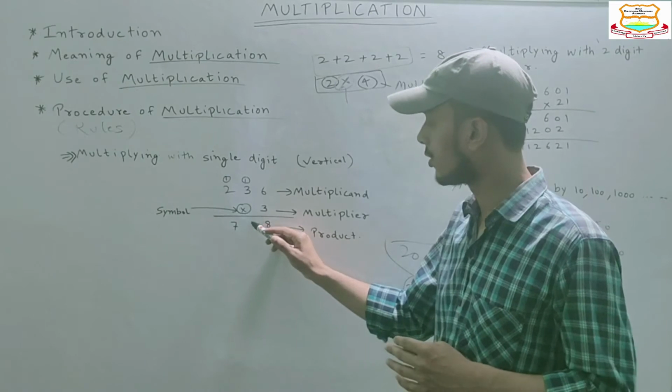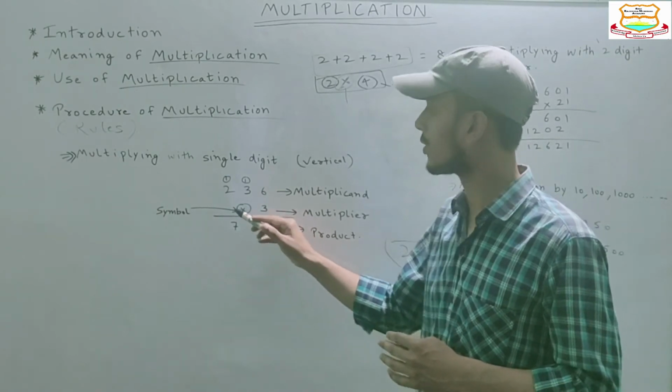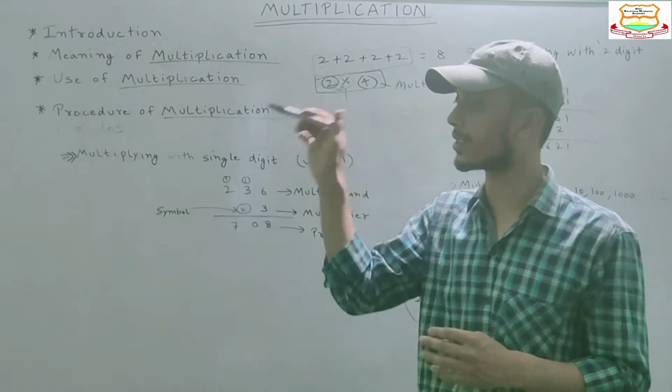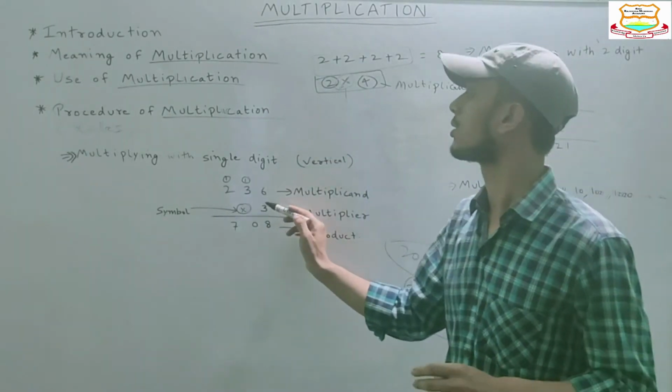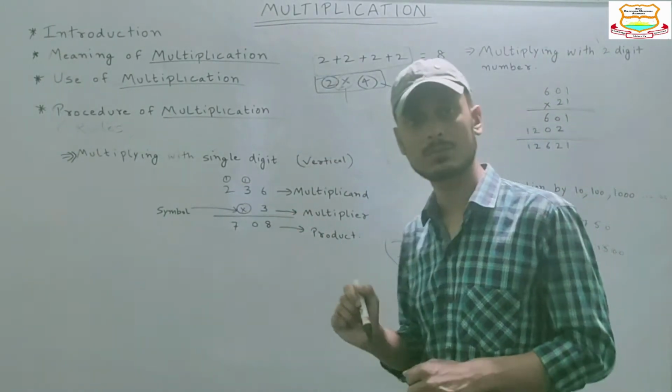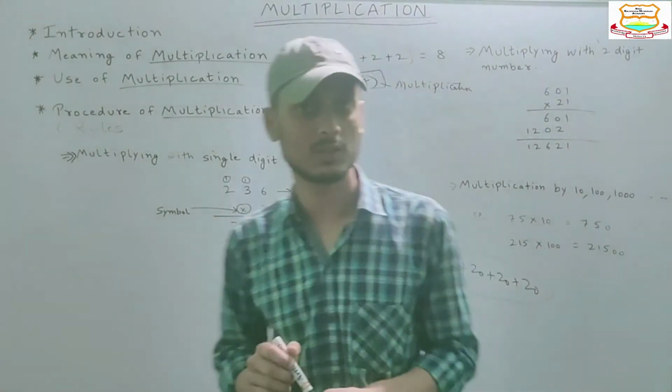Then 10. We have written 0, and 1 we have transferred as the carry to the next place value. 3 6s plus 1 is 7. Got it? It is so simple.